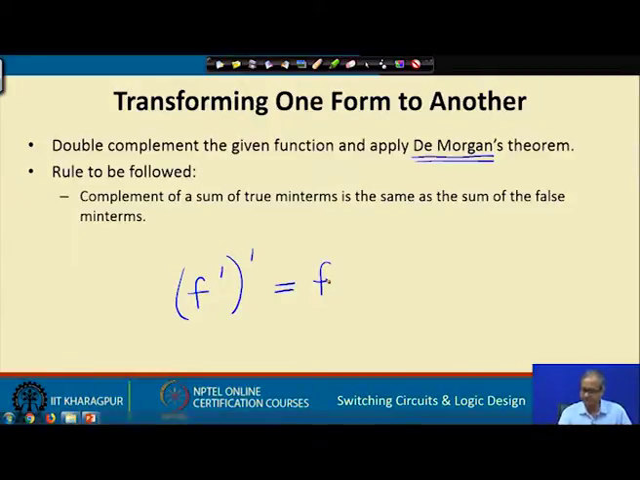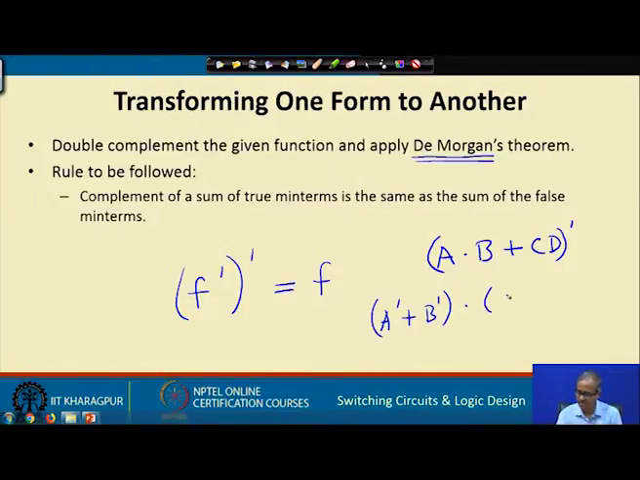Intuitively, if I have A B or C D, and if I complement this once, what will I get? I will get A bar plus B bar and C bar plus D bar, by 2 applications of De Morgan's law, you can see. Then we do another complementation. Let us see what we do with this.